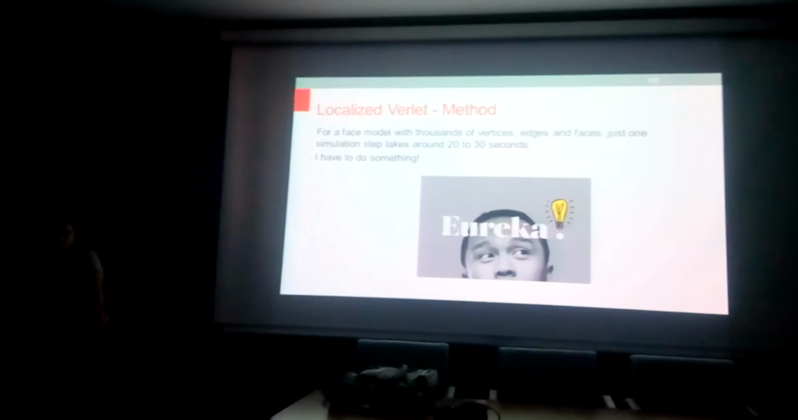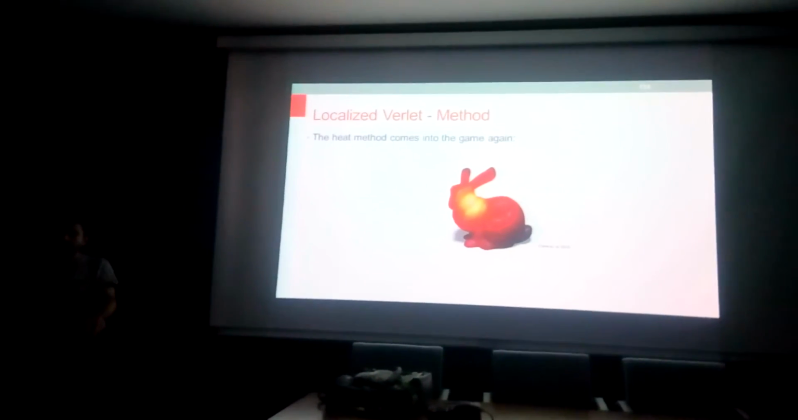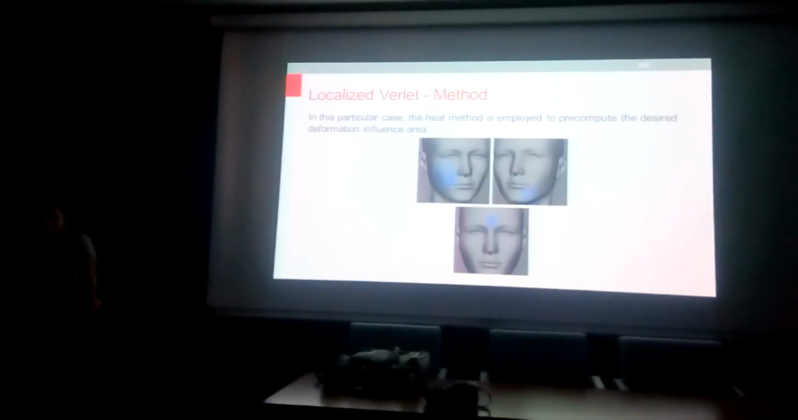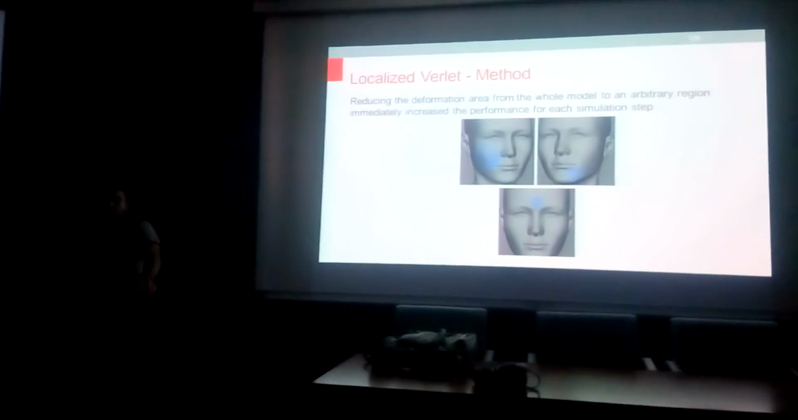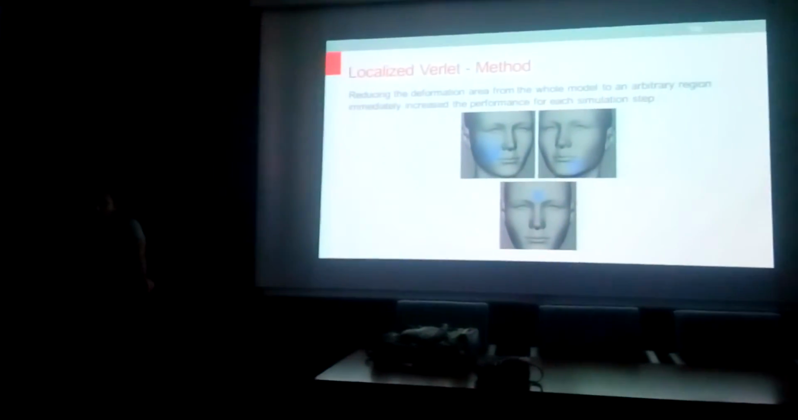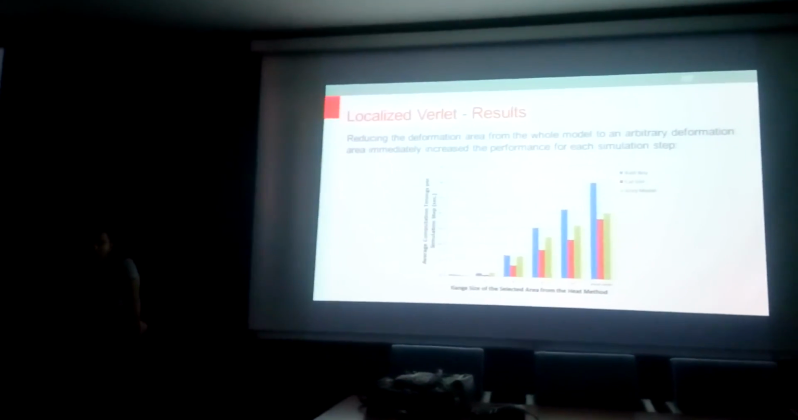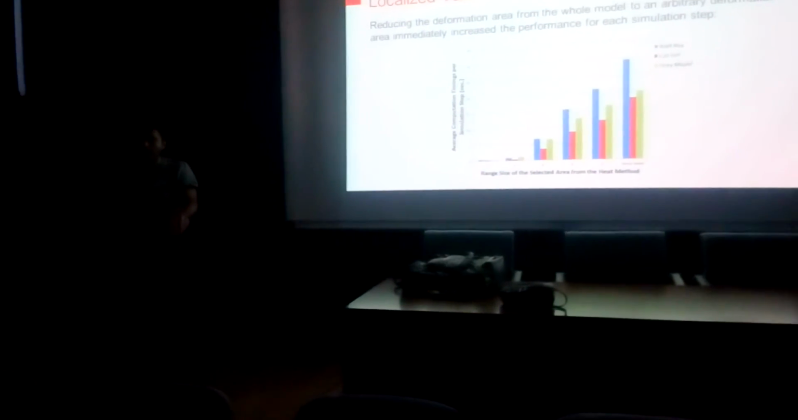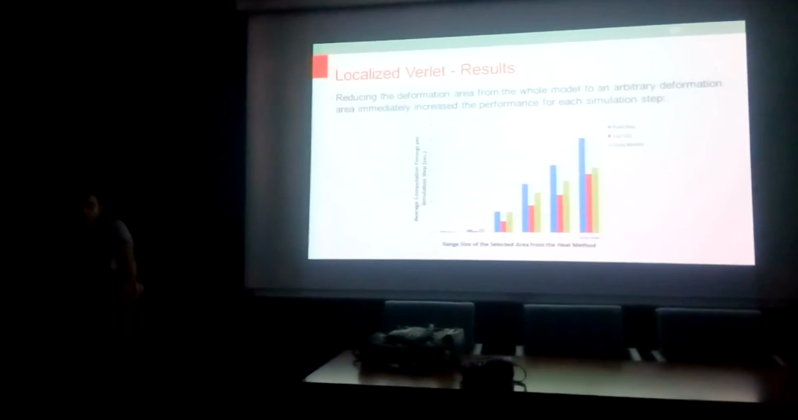And I remember the heat method again. The heat method comes into the game, but this time not confining the weights. In this particular case, the heat method is employed to precompute the desired deformation influence area. And reducing the deformation area from the whole model to an arbitrary region immediately increases the performance for the simulation step. As I mentioned, for the whole model, each simulation step is 20 to 30 seconds, but this timing reduces to 1 second or less for a 3 unit range area and gives this exact same deformation.